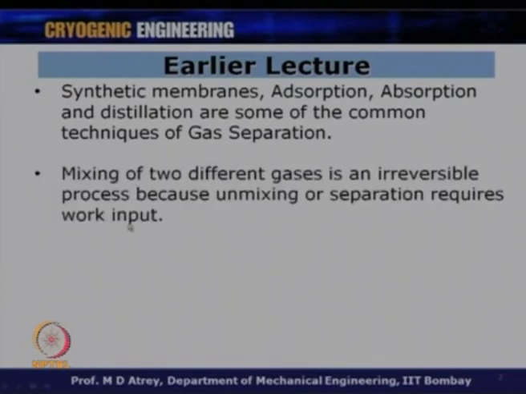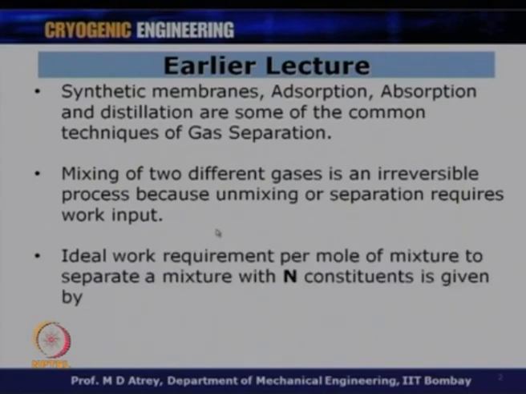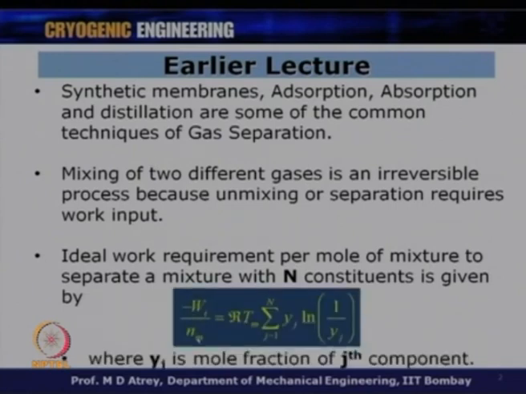We also found that mixing of two different gases is an irreversible process because unmixing or separation requires work input. This is common knowledge. We also calculated the ideal work requirement per mole of mixture to separate a mixture with n constituents, and that is given by minus Wi upon Nm, that is, work of separation of gas per mole of mixture is equal to RTM sigma j equals 1 to n Yj log 1 upon Yj, where Yj is nothing but the mole fraction of the jth component.